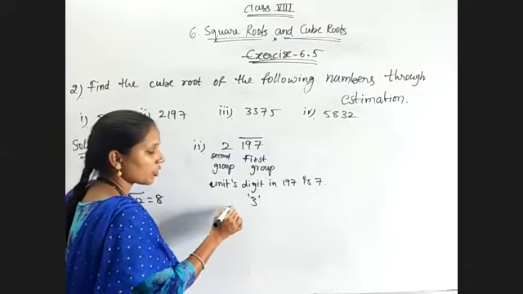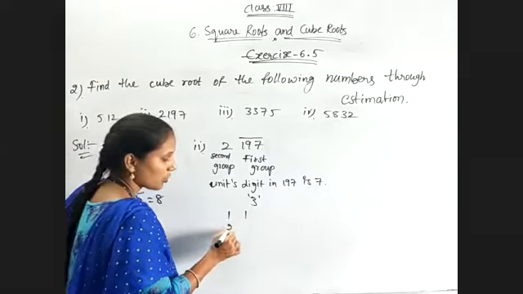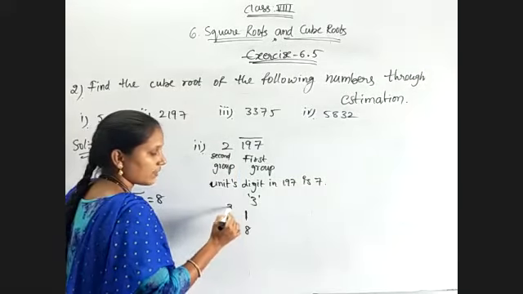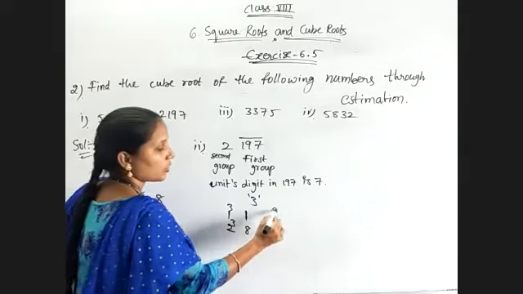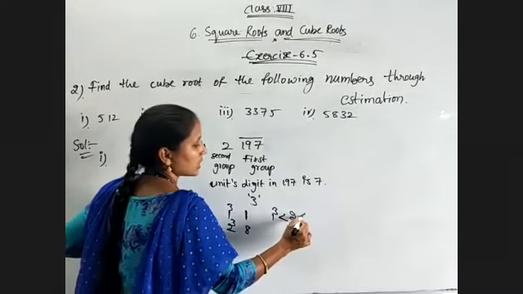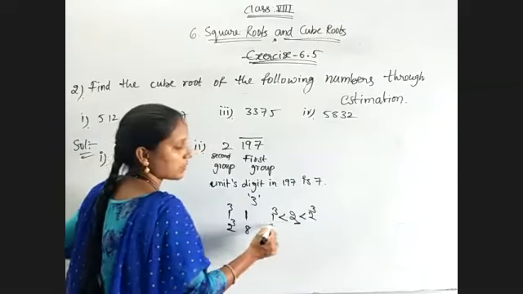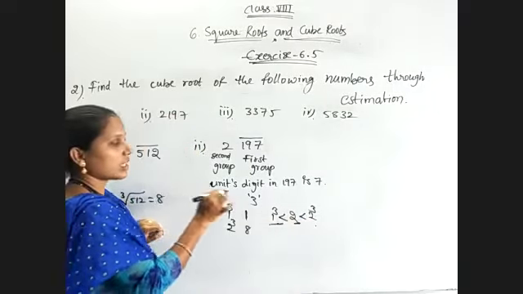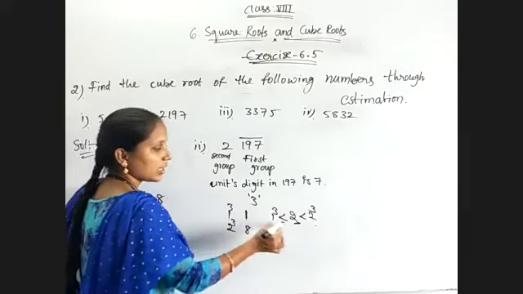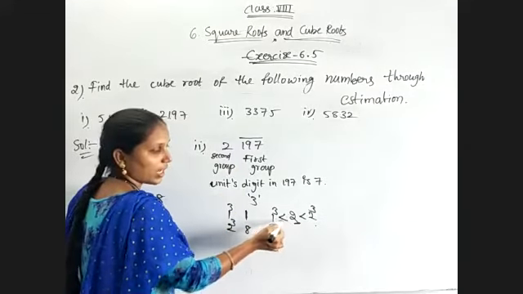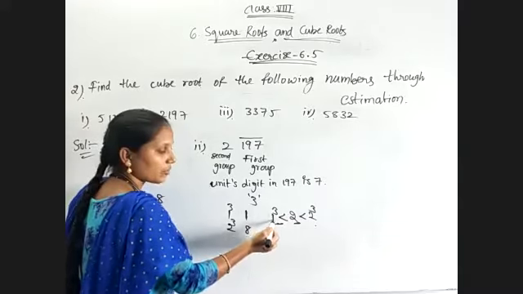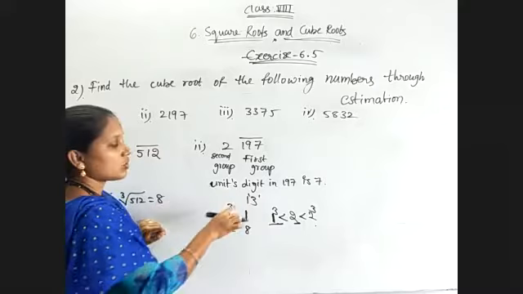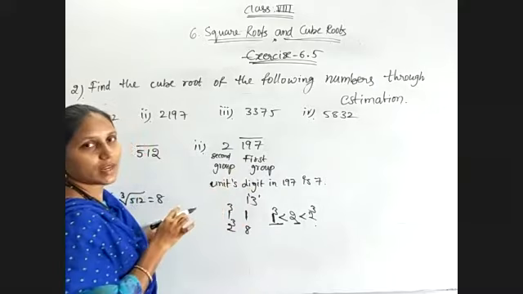The cube value of 1 cube is equal to 1, 2 cube is equal to 8. And 2 is between 1 cube and 2 cube. 1 cube is less than 2, which is less than 2 cube. Means 2 is between 1 and 8. The lesser value or equal value we need to consider for the tens digit. So we have to take 1. Means the tens digit will become 1. So 13 cube is equal to 2197.